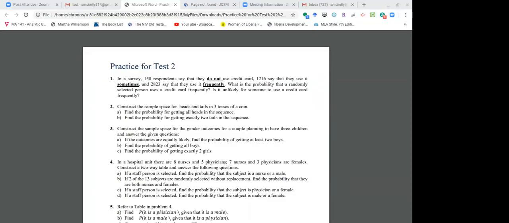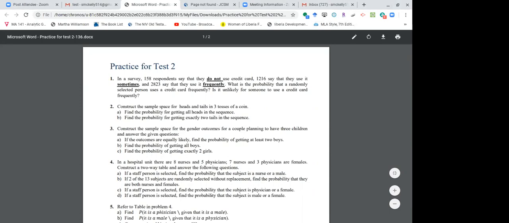So I'm listening. Okay, so you make your, well, I have to lay it out in columns. So I have do not use 158, sometimes 1,216, frequently 2,823. Then you add them up, so you have your total number of respondents. Okay, so 4,197.